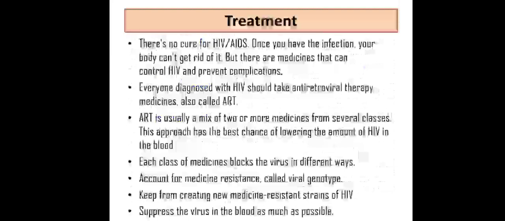Each class of medicines blocks the virus in different ways. They account for medicine resistance, called the viral genotype, or avoid the creation of new medicine resistant strains of HIV, and suppress the virus in the blood as much as possible.